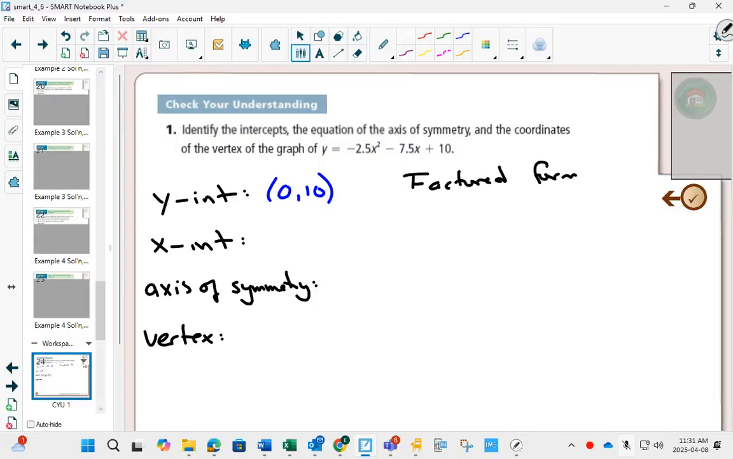We're going to change it to factored form. In other words, we have to factor out the negative 2.5. That would leave me with x squared. Does it make sense that when you factor a negative out of a negative, you will get a positive? How many 2.5s are there in 7.5? 3 of them. So I will get plus 3x. And if I factor a negative out of a positive, I will get a negative. How many 2.5s are there in 10? 4.